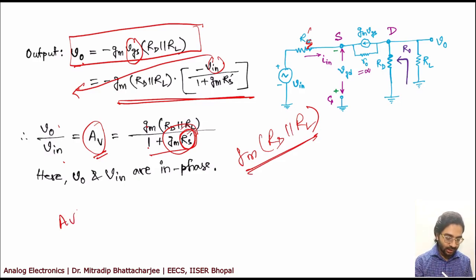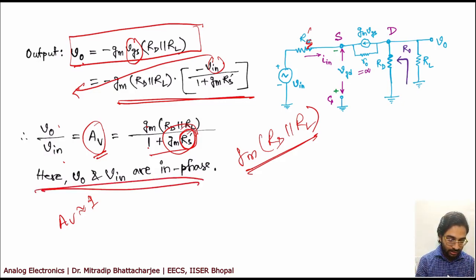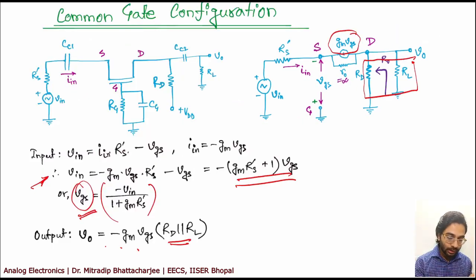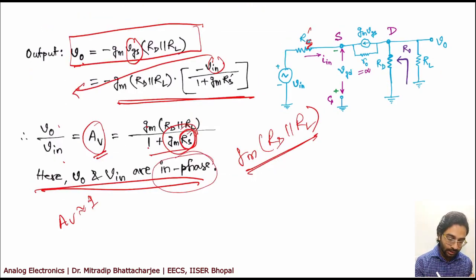In the previous case AV was almost 1, but in this case it is greater than 1, in fact a lot higher than the previous value. However, in this case you got both the input and output in phase. In case of common source you have them out of phase. Now in case of common gate you got them in phase. So based on your requirement you can use the amplifier circuits, either common source, common drain, or common gate.